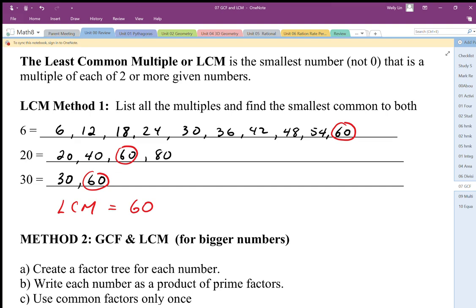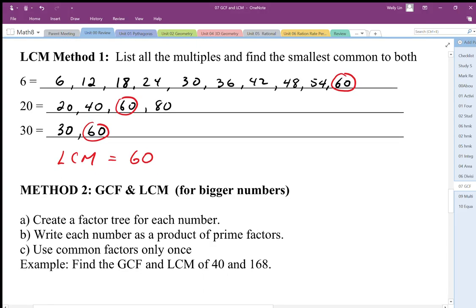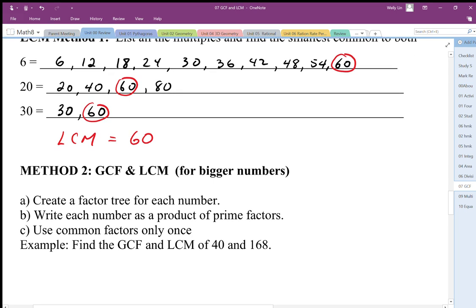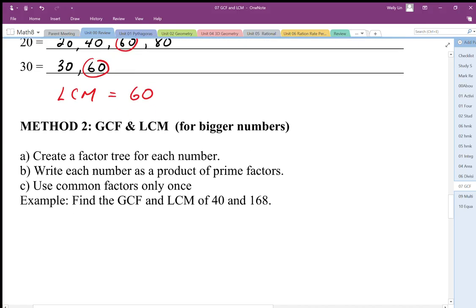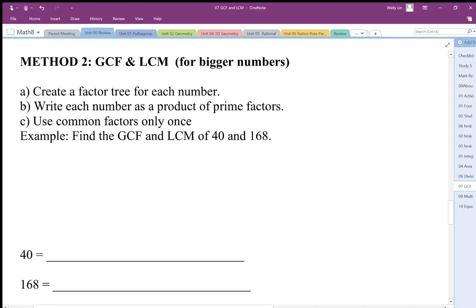However, these methods are a little bit inefficient. So we want to see how we can do this a little bit more efficiently. And we can do this by looking at prime factors. We can use the prime factors to find the lowest common multiple and the greatest common factor. So the method that we're going to use is fairly similar for both greatest common factor and lowest common multiple.